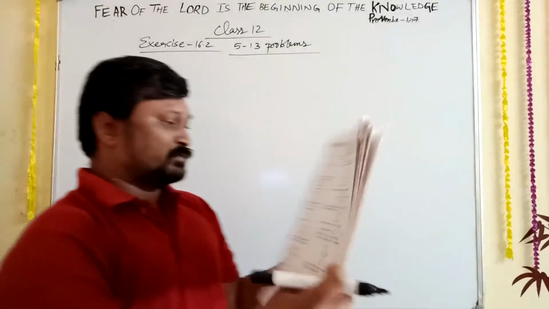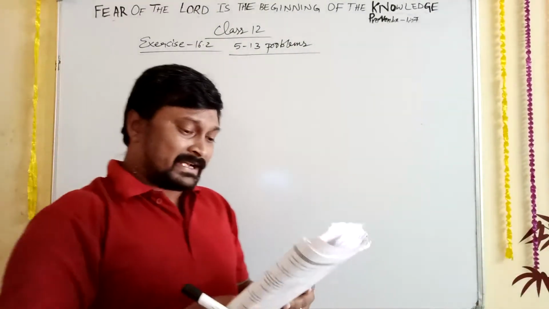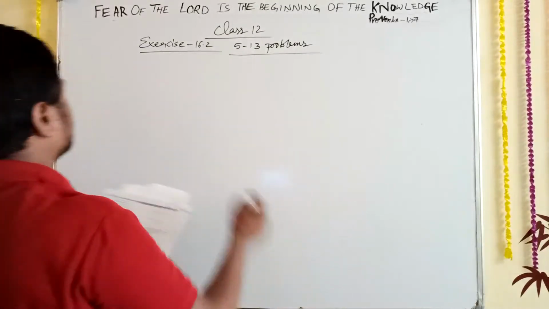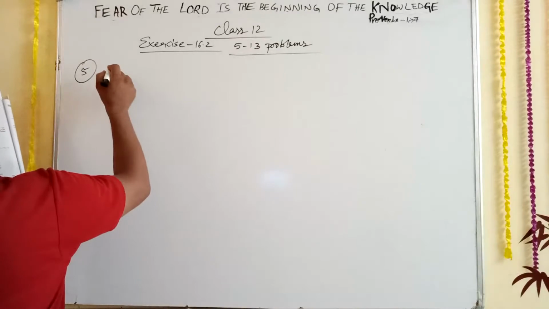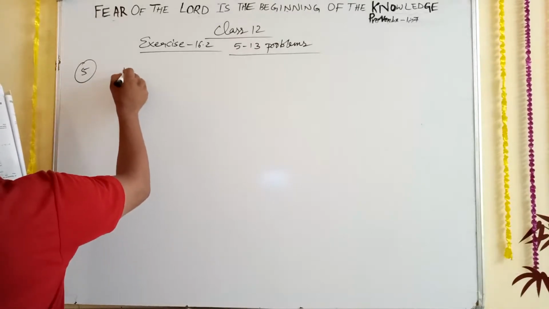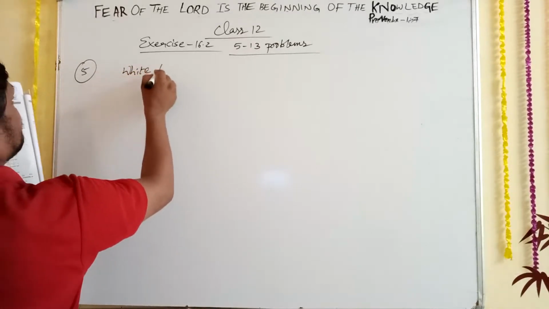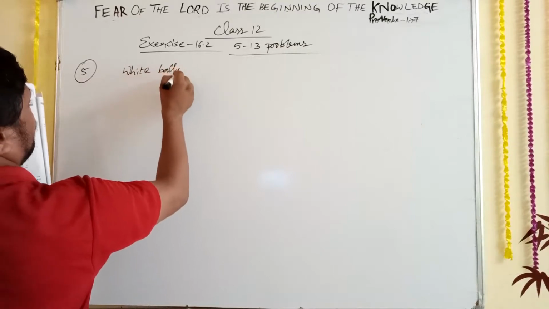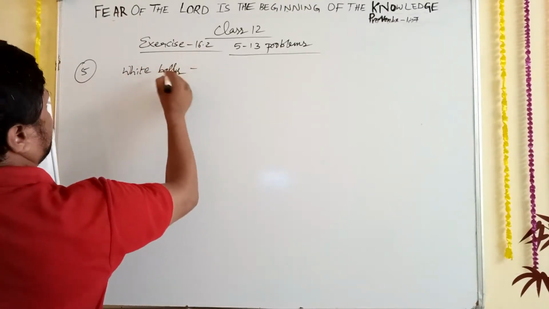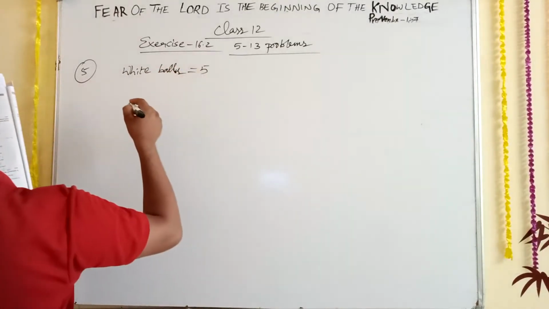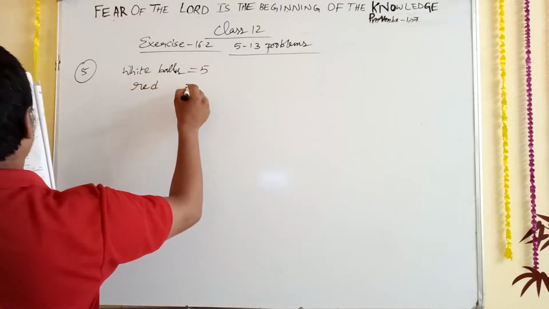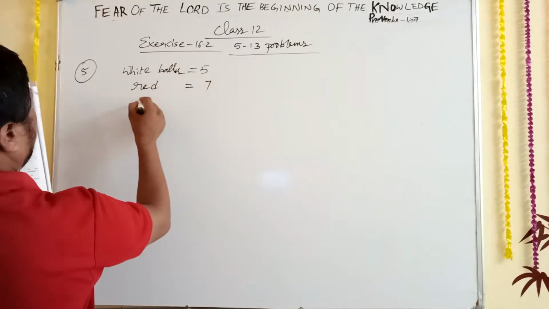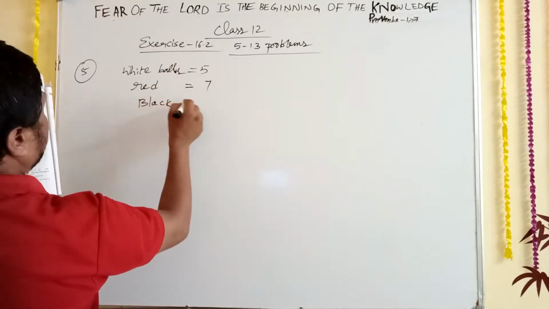Right, now let's move on to the fifth question. A bag contains 5 white balls, 7 red balls, and 8 black balls.